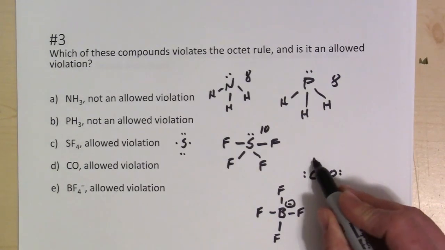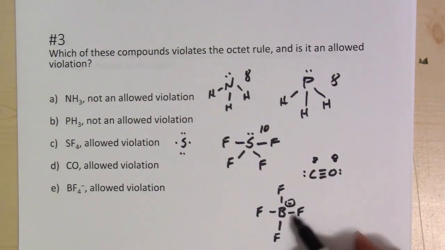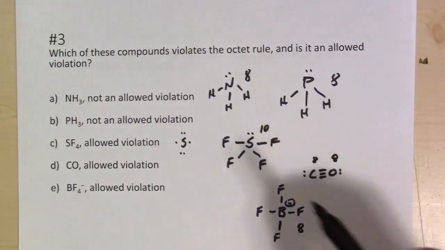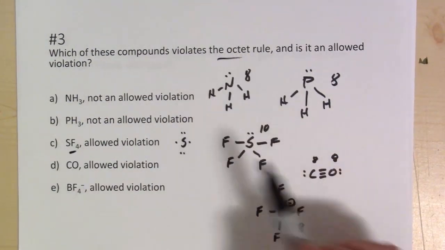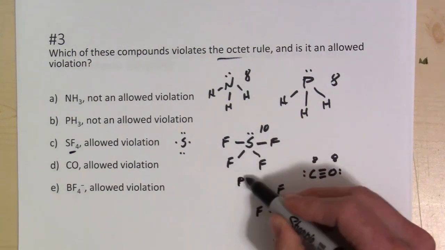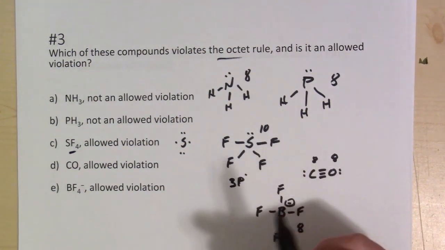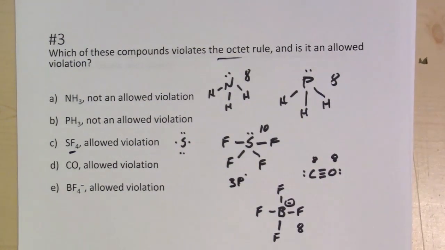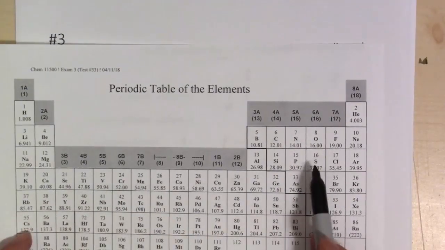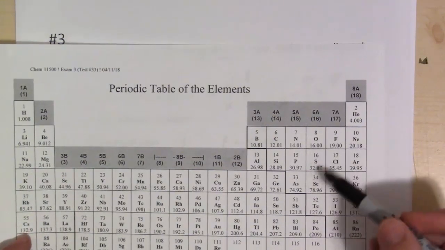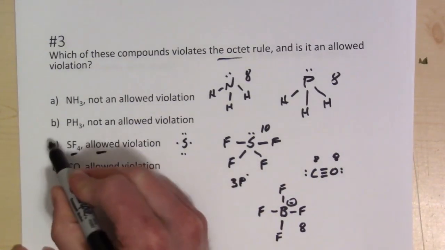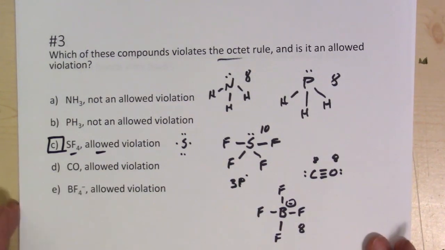And then for each of these 2 atoms, they each have 8, and then boron has 4 bonds, so it also has 8. So out of these 5 molecules, SF4 is the only one that does violate the octet rule. And it is an allowed violation because sulfur has extra d orbitals that it can use. So if we look at our periodic table, we see that sulfur is in the 3rd period, so when it has d orbitals, it can expand somewhat and have additional bonds. So this is an allowed violation, so the answer there is going to be C.